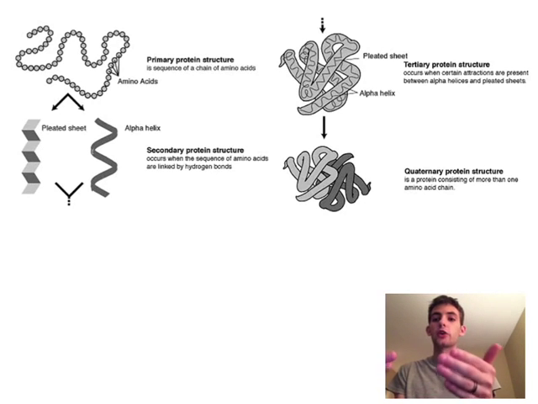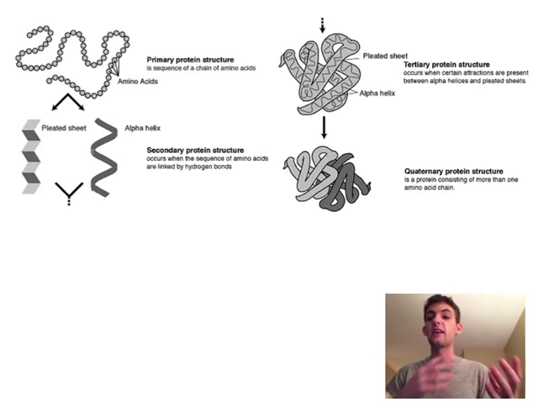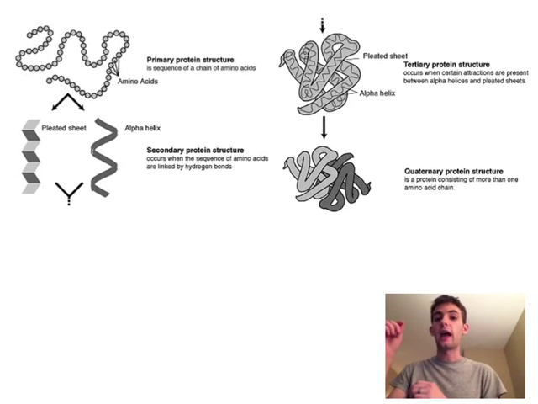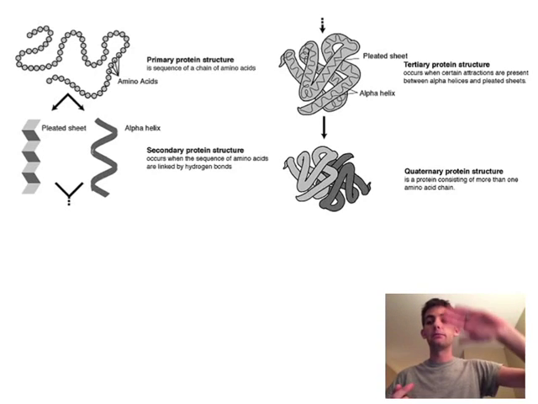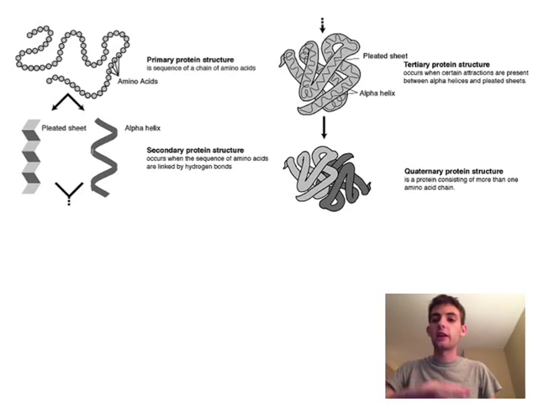Then the protein will undergo a secondary folding, and it will determine its secondary structure. It can have two options, either an alpha helix shape, which is kind of coiled, or a beta pleated sheet, which is almost like alternating bends. Some proteins can have some of both. That secondary protein structure is the result of hydrogen bonds.